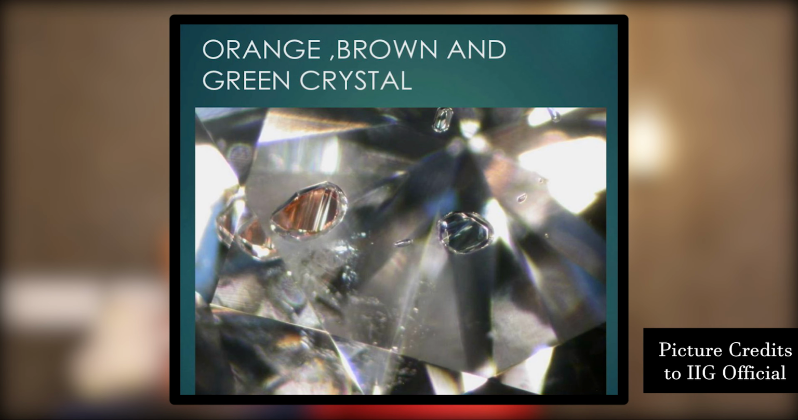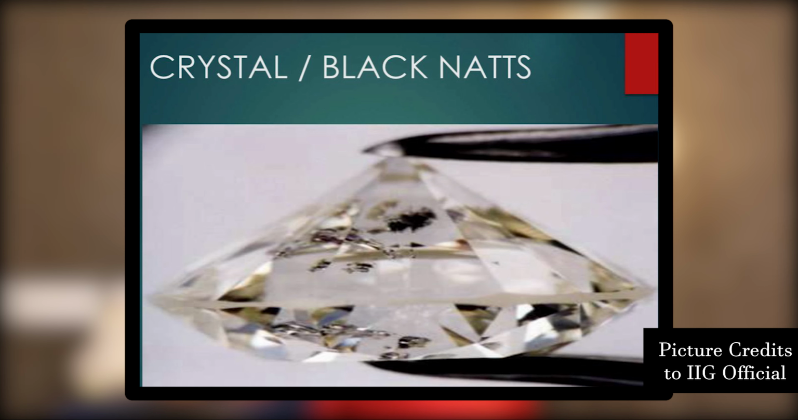We then have green crystal. Those are included crystals of peridot or garnet. So garnet or peridot is also a different kind of gemstone, and when the particle of those is included inside a diamond, that is when we get the green particles of inclusions. We then have the black crystals. So black crystals are carbon deposits trapped inside a diamond. That's when we get the black crystals.